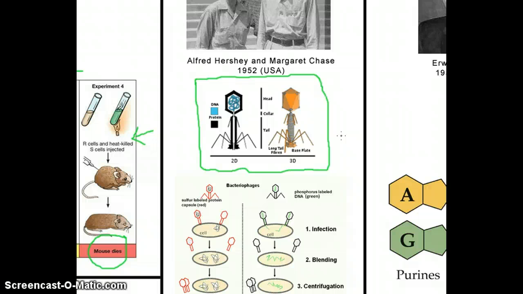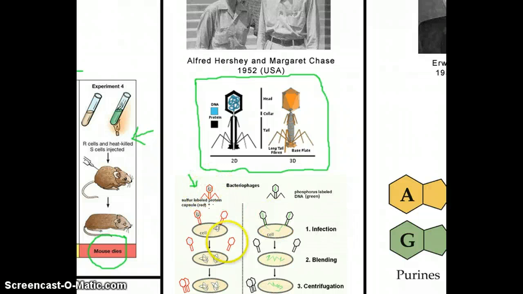So, to test which part of this holds that information, the information to copy and make new baby viruses, Hershey and Chase took the bacteriophage and let it attack some bacteria. For the first experiment, they took some sulfur and added it in there. Now, sulfur likes to bind to proteins, so that made the proteins shine bright red. So if the proteins were the part that were going inside the bacteria and taking over and making their own viruses, then they would see proteins inside of the bacteria.